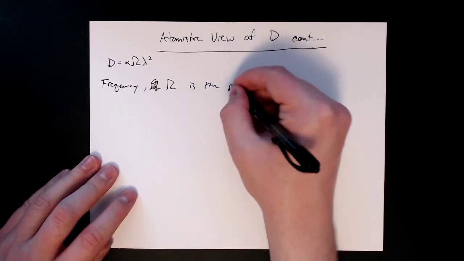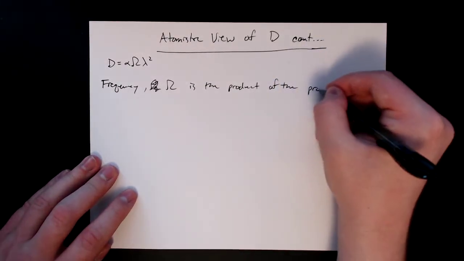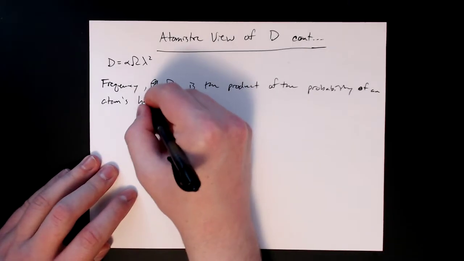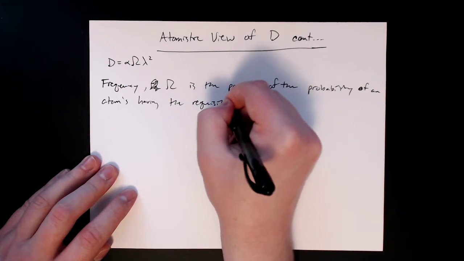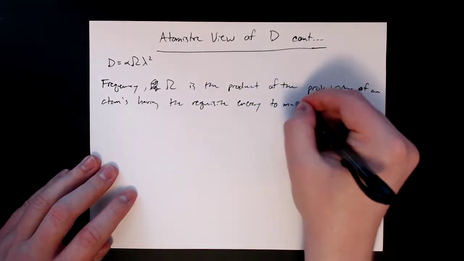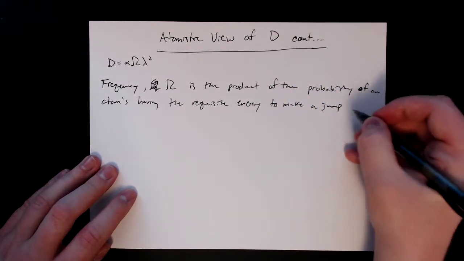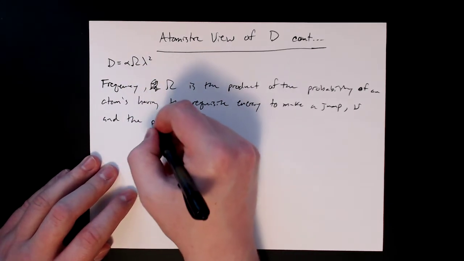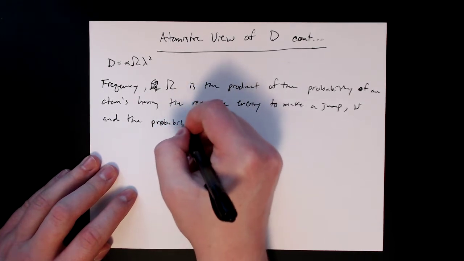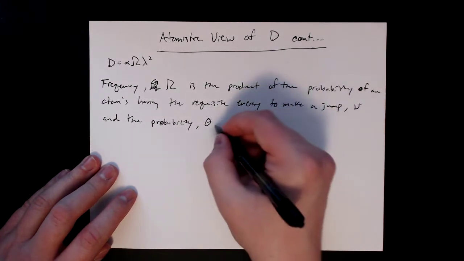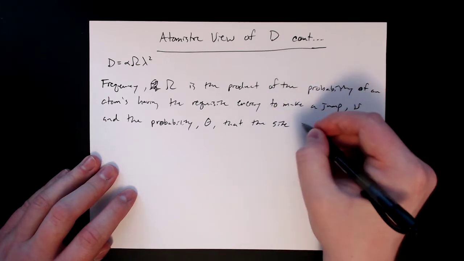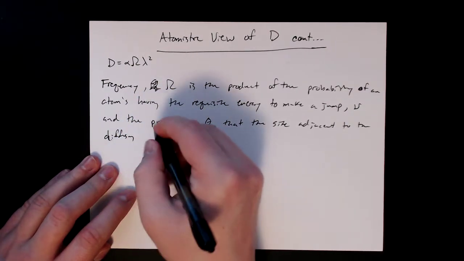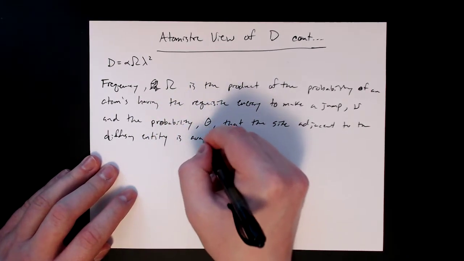So it is the product of the probability of an atom's having the requisite energy to make a jump, and that's nu, the one that looks kind of like a V, and the probability, theta, that the site adjacent to the diffusing species or entity is available for the jump.